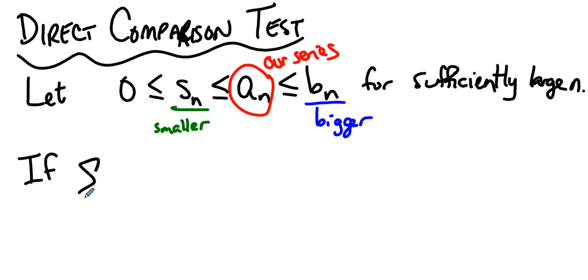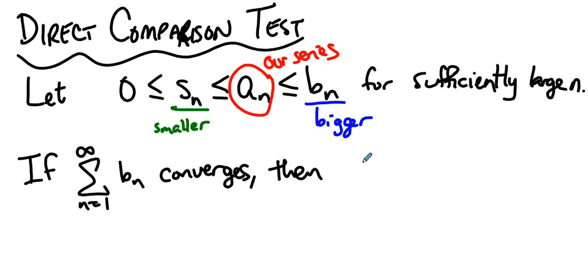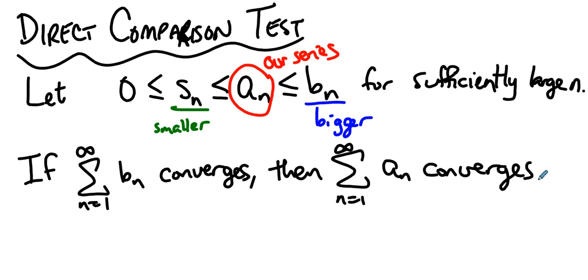If the sum to infinity of the B sub n's converges, then the sum of the A sub n's also converges. Why? Because if you add up terms that are bigger and they settle down to some number, then adding things that are less than that can't go off to infinity.